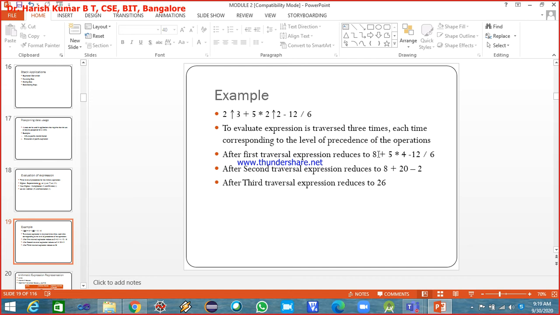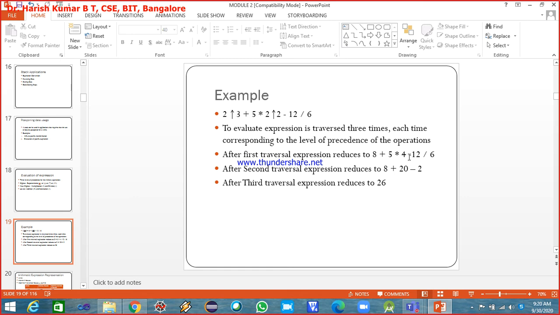So this 5 is written, plus is written, and this 5 is written as it is, multiplication is written as it is, and then 2 raised to 2, that is 4, I am writing, and then minus is written as it is, 12 divided by 6. The rest are all written as it is. Next, if I look into the simplified expression, now I have plus, multiply, minus, and divide operators. Among these, multiply and divide have the highest precedence compared to plus and minus, and they have equal precedence.